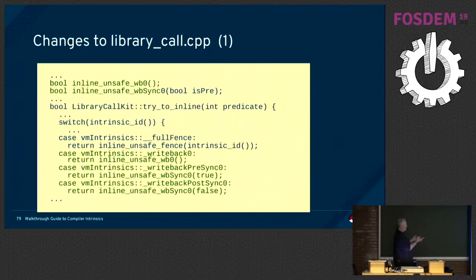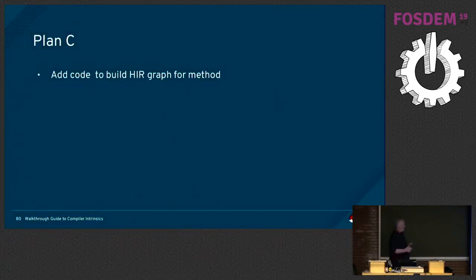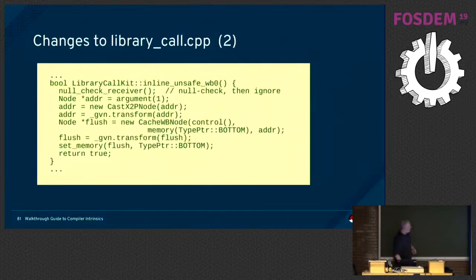Inside the actual compiler library call kit, which is the thing that does all the translation of methods, there's another switch on those intrinsic IDs, and there are two functions used to translate the 3 calls. There's one that generates a compiler graph for a writeback, and one that generates a compiler graph for the synchronization operation, either pre or post. It obviously takes an argument, true or false. So we just call into those methods. So these are the ones that actually build the stuff that's basically a compiler graph that can be translated to machine code.